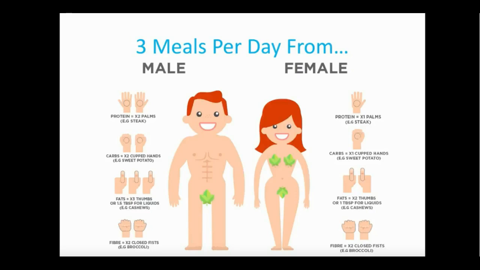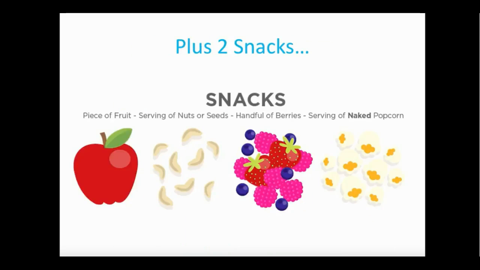So that could be like salads, broccoli, you name it, all that kind of stuff, all builds into that. And you would do that for 3 meals a day. It's as simple as that. And finally, if you are still hungry, you can add in 2 snacks into there. So it could be a piece of fruit, a serving of nuts or seeds, remember that thumb, handful of berries, or a serving of naked popcorn.